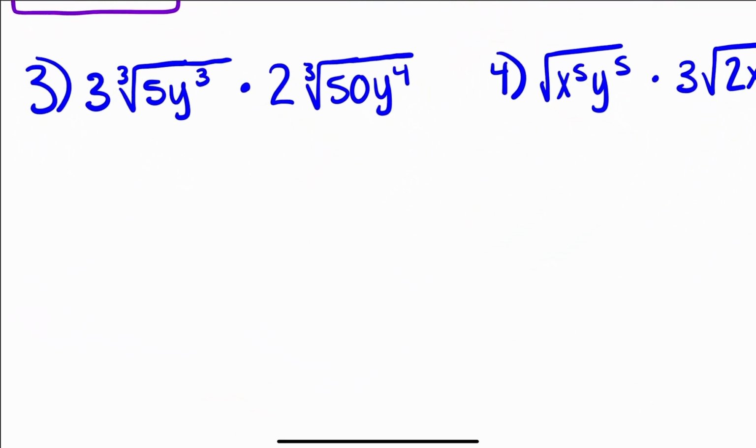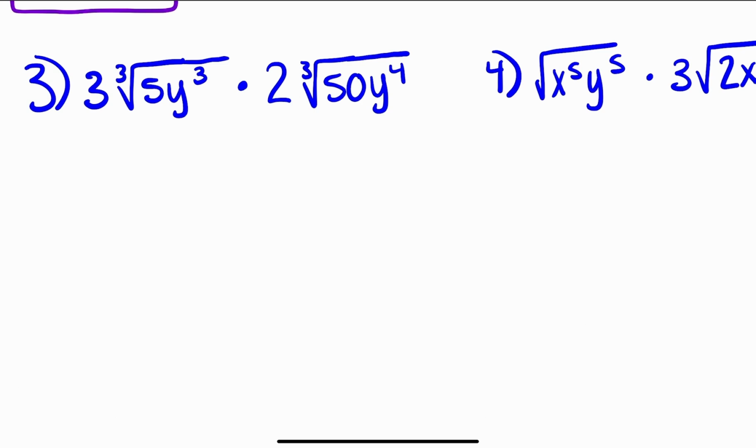All right, let's look at number 3 right here. Same thing as above. The only thing different is instead of square roots, we have cube roots. But they're the same index, so we can multiply them. Start with the outside number. 3 times 2 is 6.